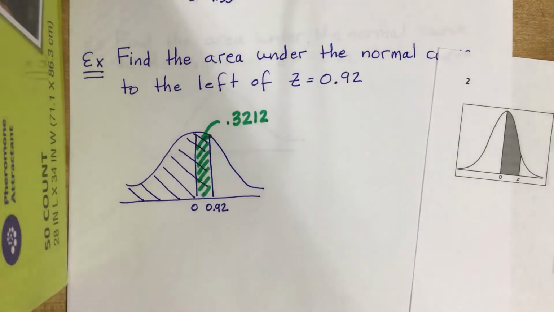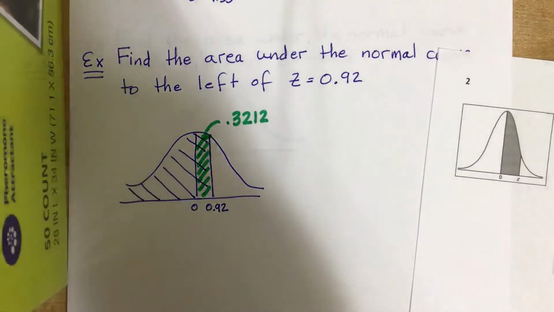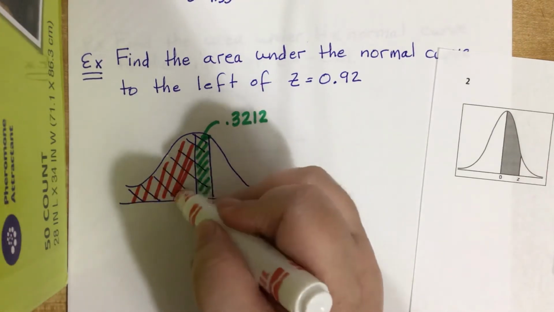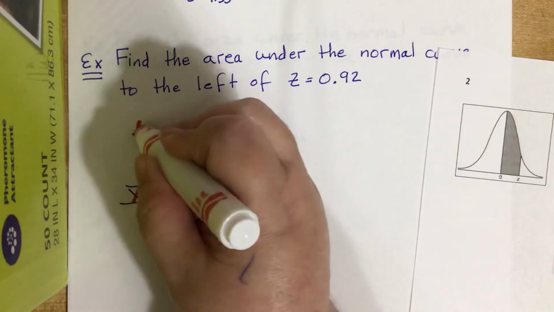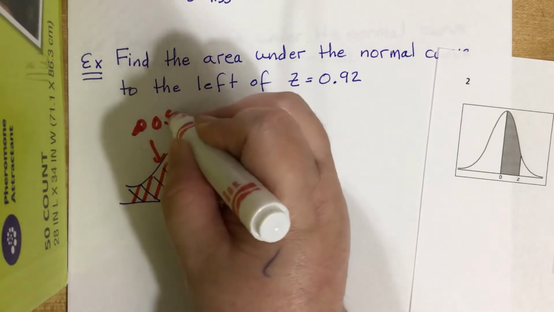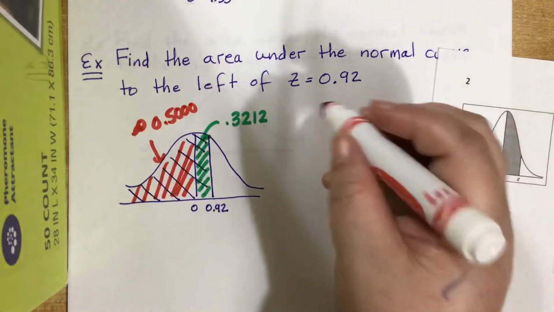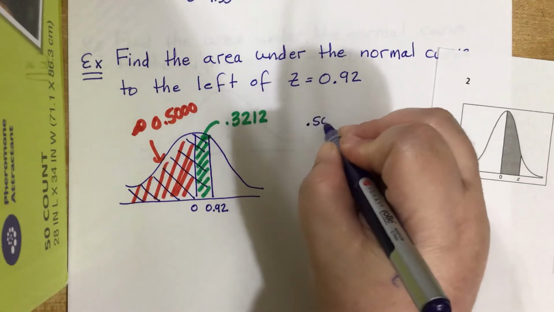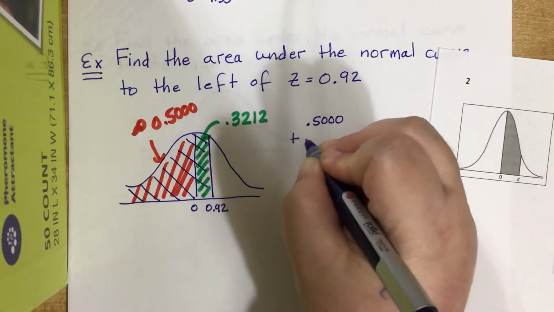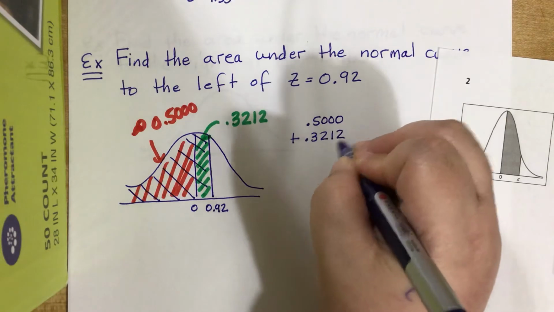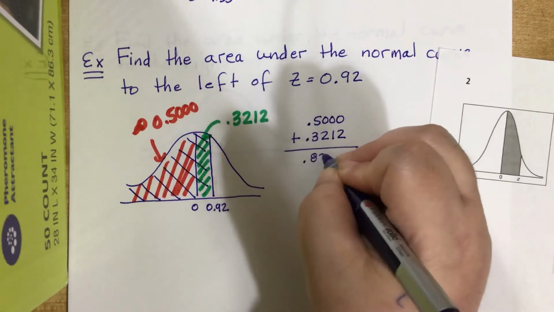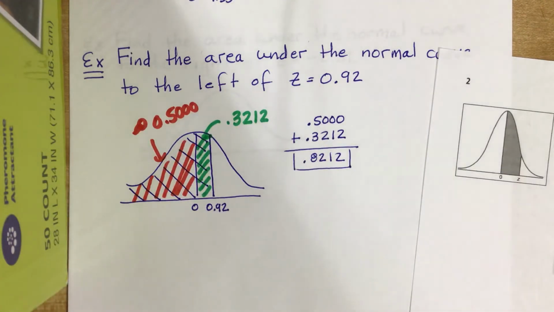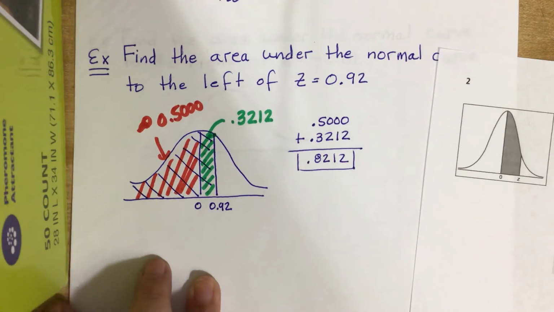0.3212. Using the same logic that I did in the first problem, we know the area to the left of 0 is 0.5. So I'm going to add those two things together to get my answer. So I'm going to take 0.5 and add 0.3212. And I get 0.8212 for a final answer. Alright, so that kind of matches up with this rule.